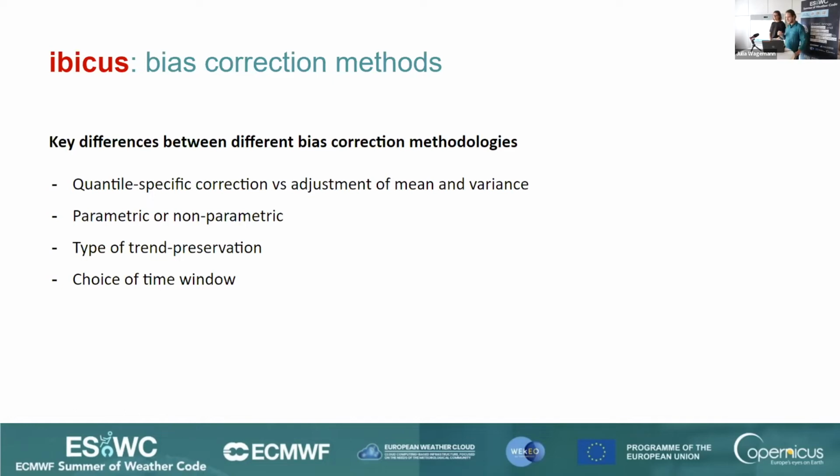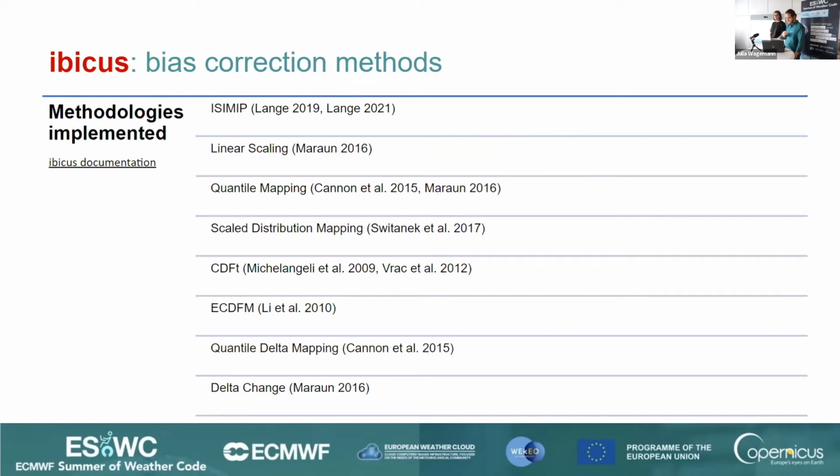There can be a difference in time window. And these are the methodologies we implemented, just to say ECMWF, which is quite commonly used, is parametric trend preserving quantile mapping, while CDFT is a non-parametric trend preserving quantile mapping. So there are some differences there. Also, for example, ECMWF is implemented as Python software.